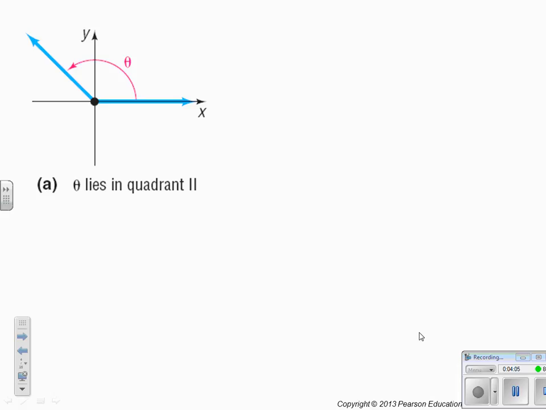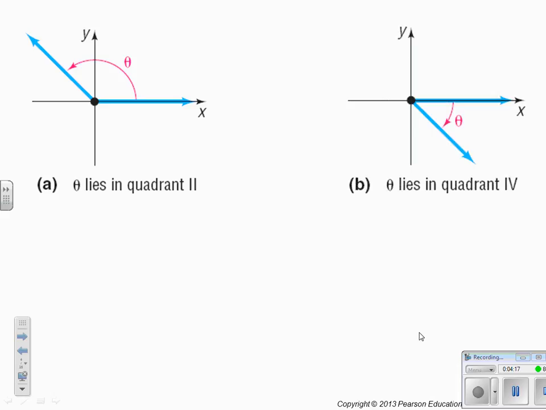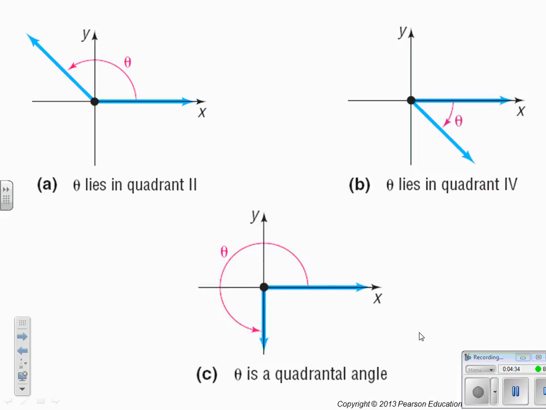If theta is more than 90 degrees and less than 180, then theta lies in quadrant 2. If theta is between negative 90 and 0, then we're in quadrant 4. Or theta could be a quadrantal angle, which ends up on our axis.